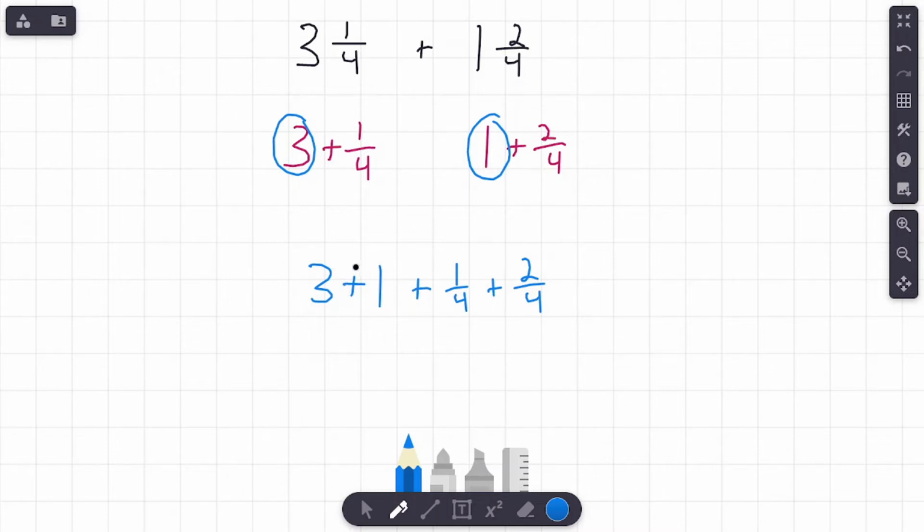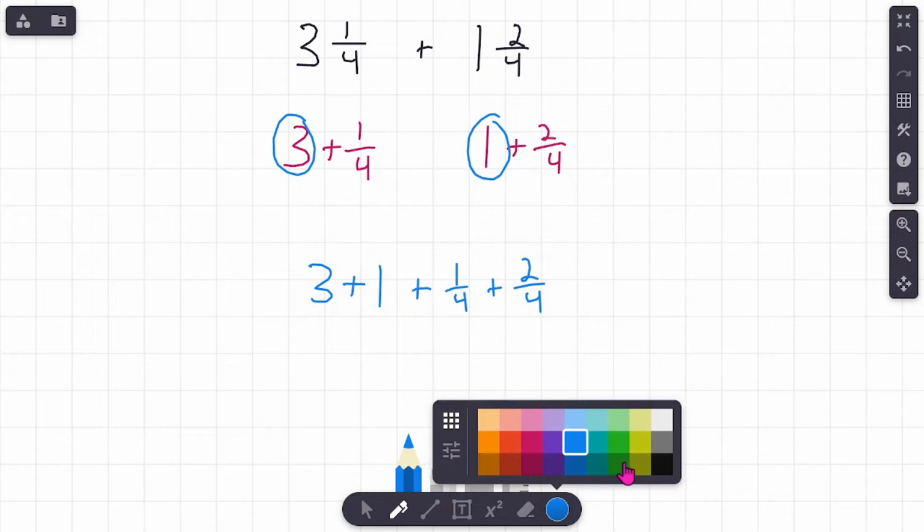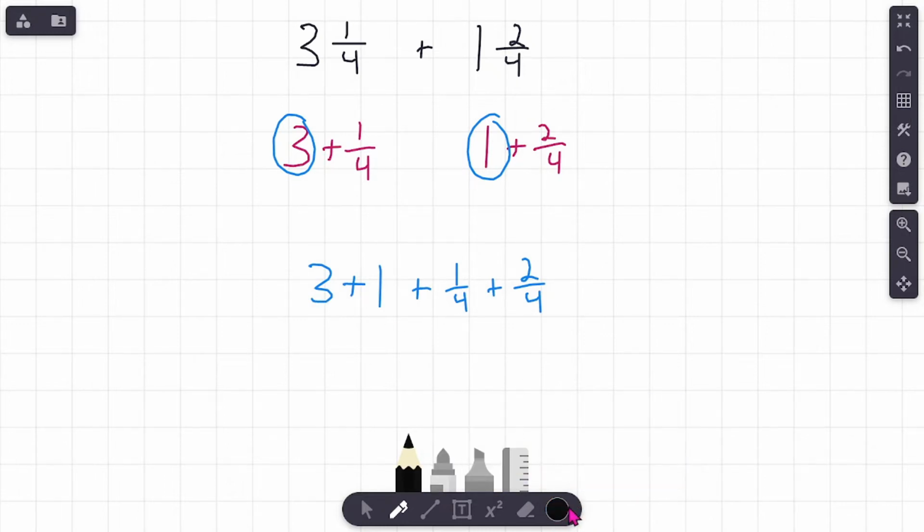What I've done is I've taken the whole numbers, 3 and 1, and put them next to each other, because we know that when we add, it doesn't matter which order we add things in. If you remember, it doesn't matter if we add 1 plus 3 or 3 plus 1. We're going to get the same answer. So all I've done is rearrange it so we can see it a little better. So here's my question for you. What is 3 plus 1? Well, 3 plus 1 is 4.